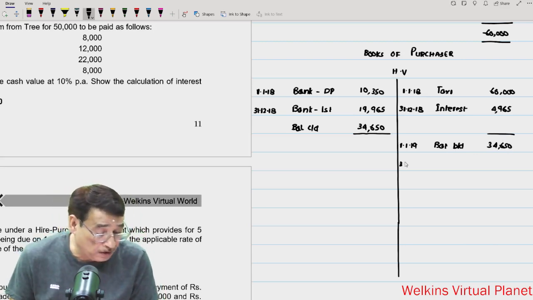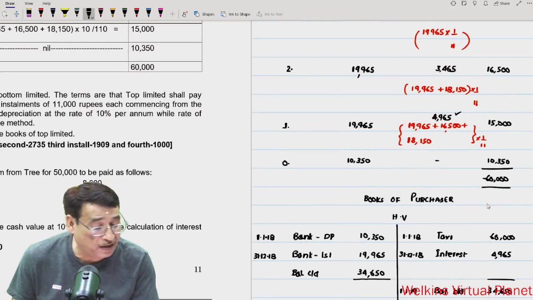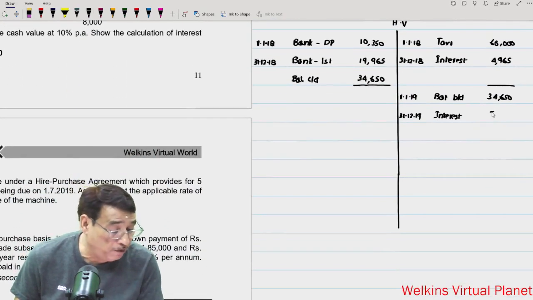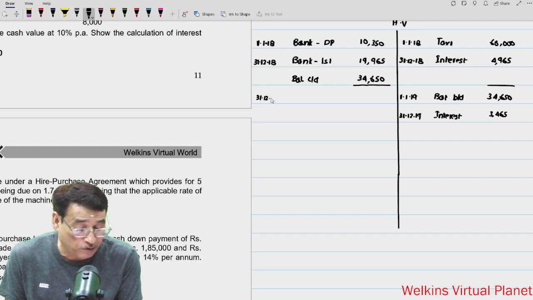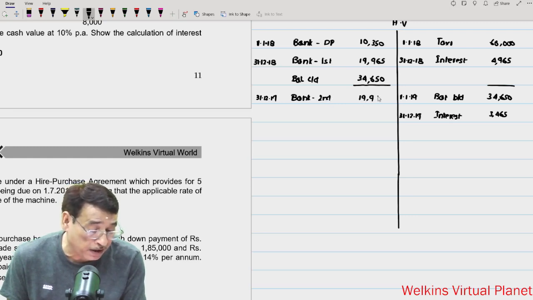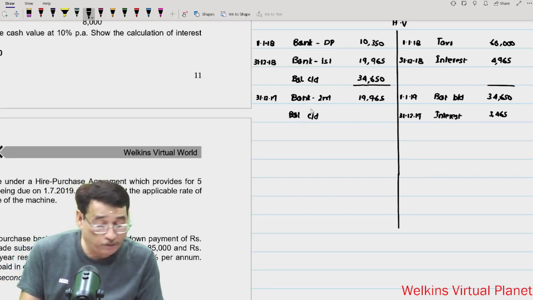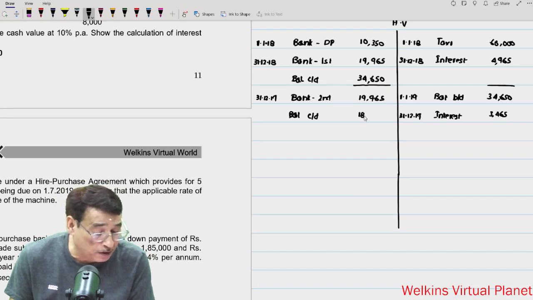Correct? Now we will reach the end of the second year, 31/12/2019. I am going to write interest. We have already computed the interest as far as the second installment is concerned, 3465. Now, on 31/12/2019, you are going to write here to bank. That is your second installment, amount is 19,965. Then you will write here to balance carried down. 34,650 plus 3465 minus 19,965. So the balance is equal to 18,150. Second year task is over.